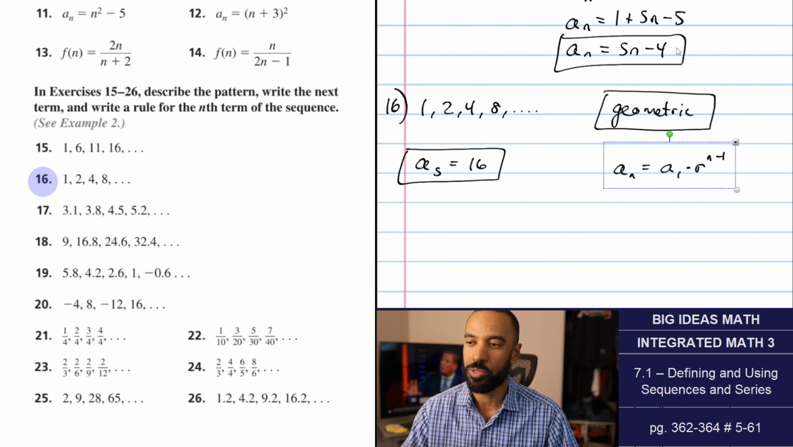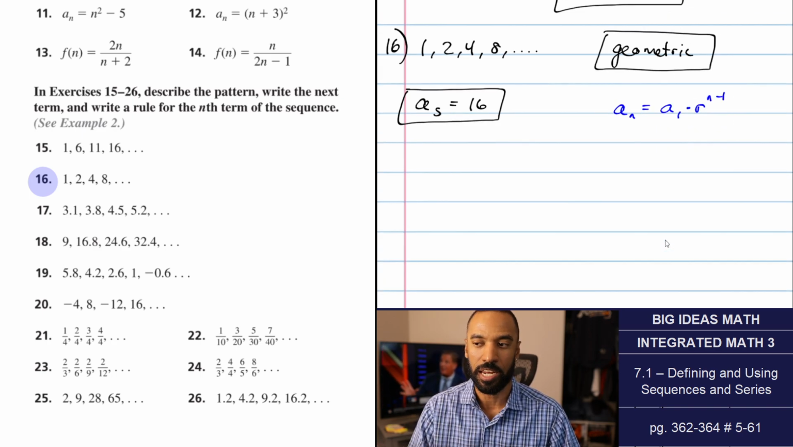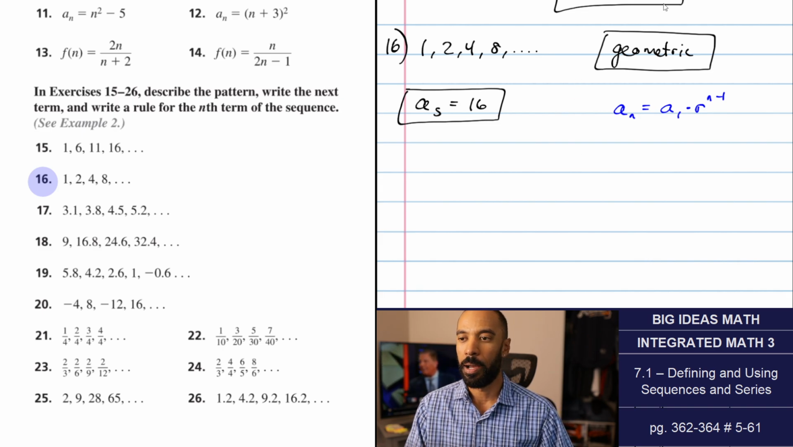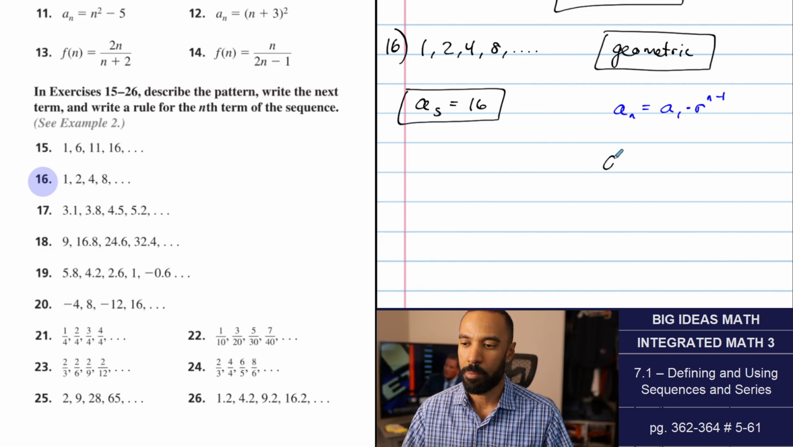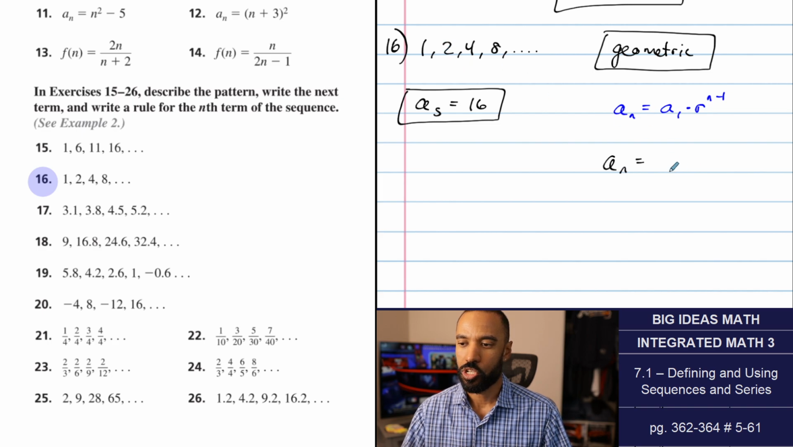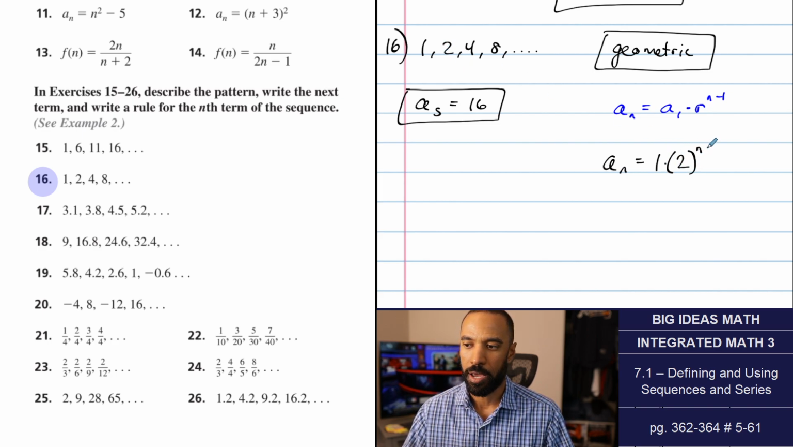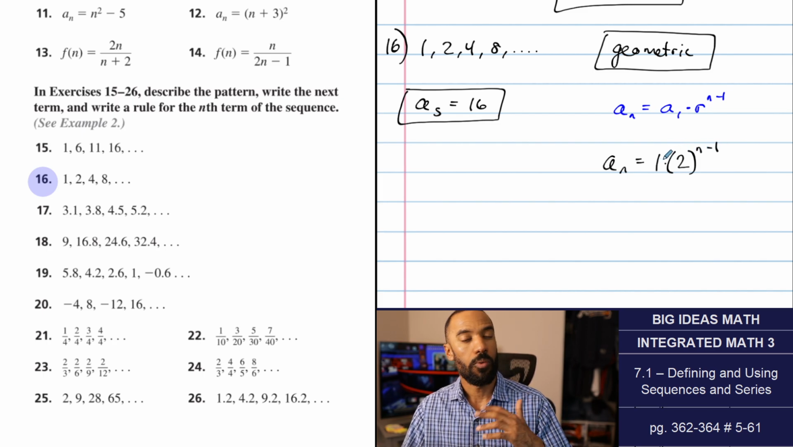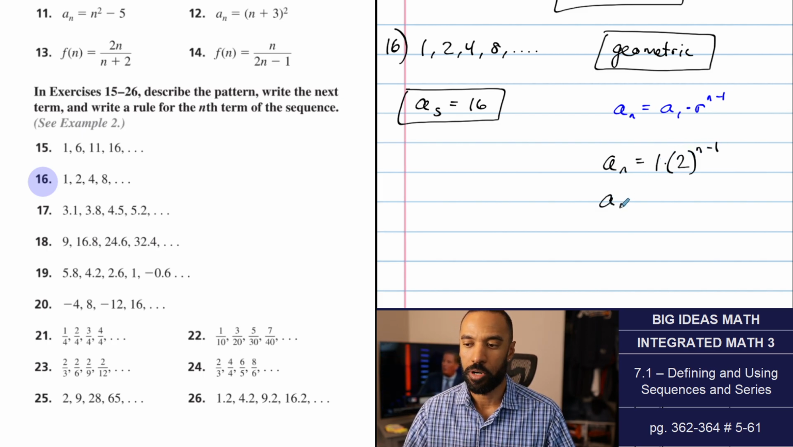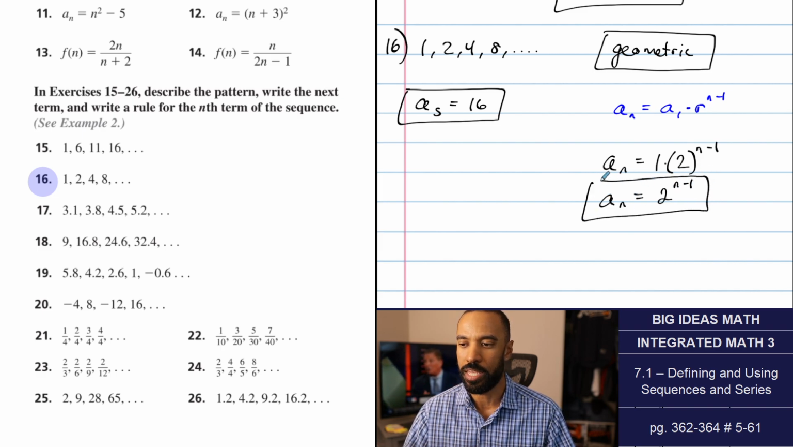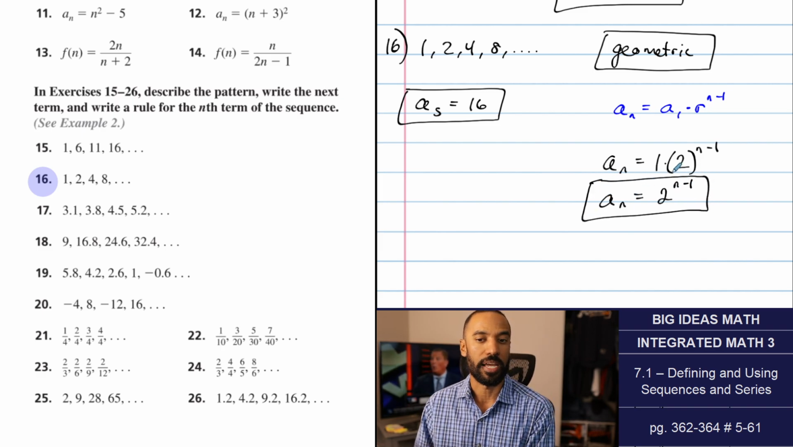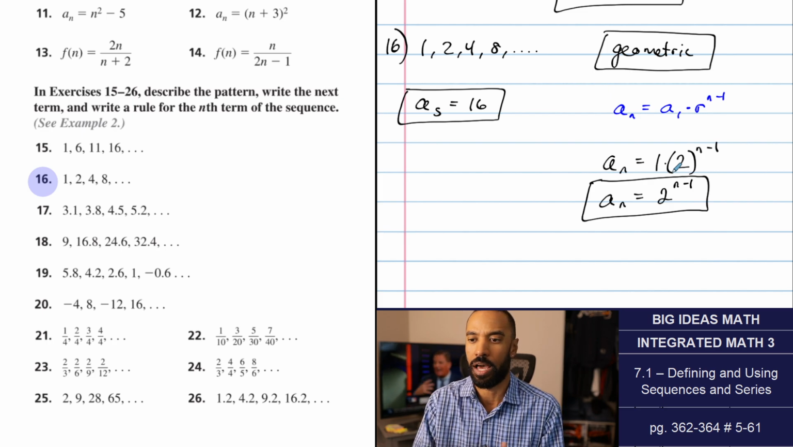So if we use this setup for this, and I'll maintain it with the n minus 1, you will have a sub n equals, the first term is 1 times the common ratio of 2 to the n minus 1 power. Now, as you know, 1 times anything is just that number, so the one version of simplification I can do is maybe write it like that. 2 to the n minus 1 power gets you your next value, and that's how I would go with that one there.